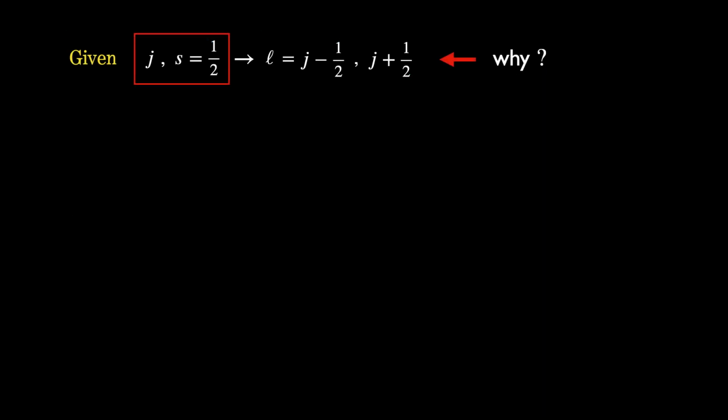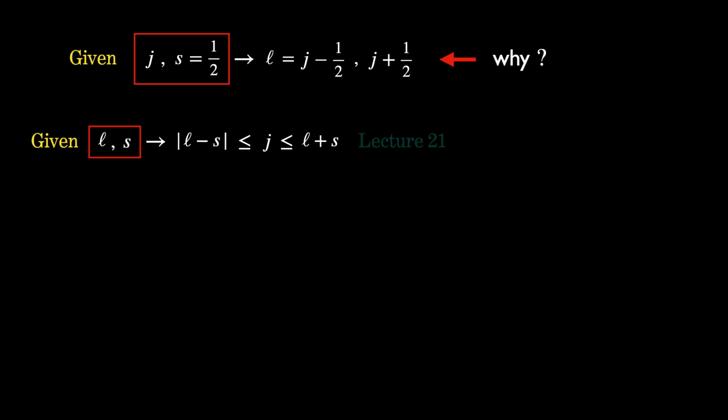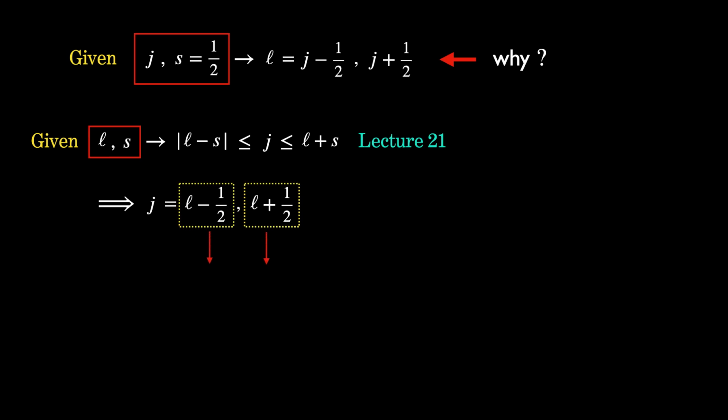Let's quickly show why these two values of L are the only possibilities. From the usual rules of angular momentum addition, we know the possible values of the total angular momentum J, given L and S. We have derived these rules in lecture 21. For spin half, this leads to these two values for J. They are separated by 1 unit of h bar. Let's represent the J's by a white stroke, while L sits exactly in the middle, separated from the J's by half a unit. L's are represented by a blue stroke.